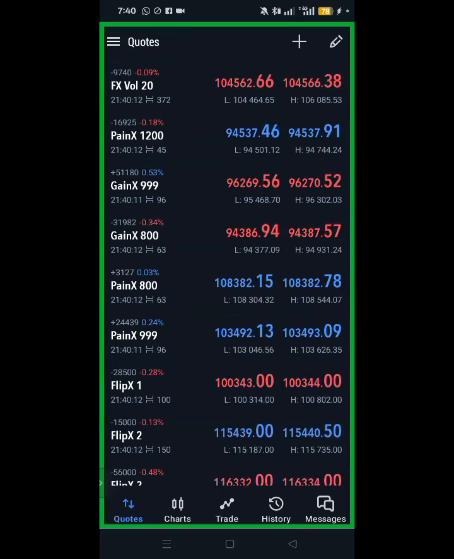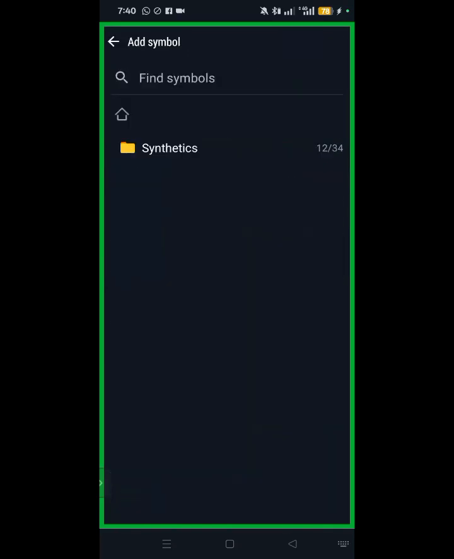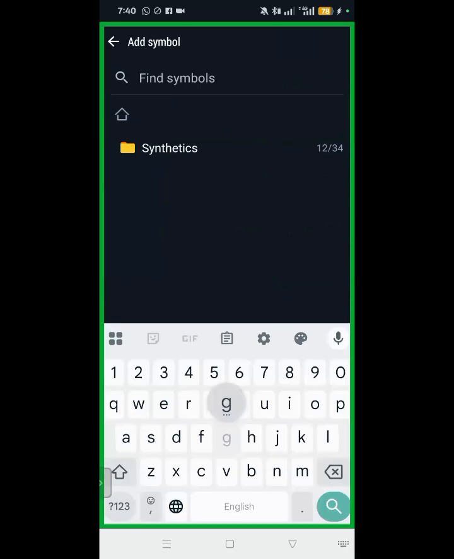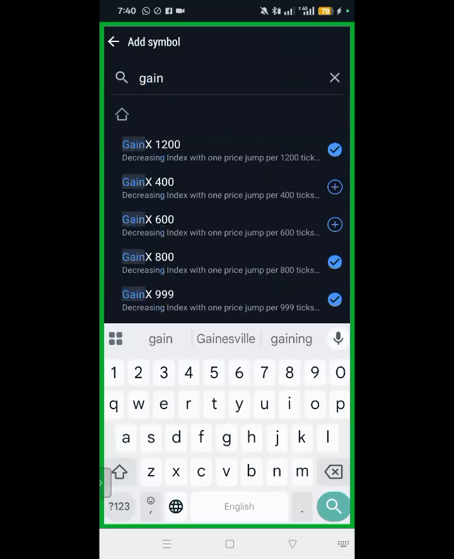Sorry to cut you short. Which of the gains do you say spike so volatile, like spike so often? The lower numbers of the gain and pain, like 400 and 600, in both gain and pain. The higher the number, the lower the frequency of spike.